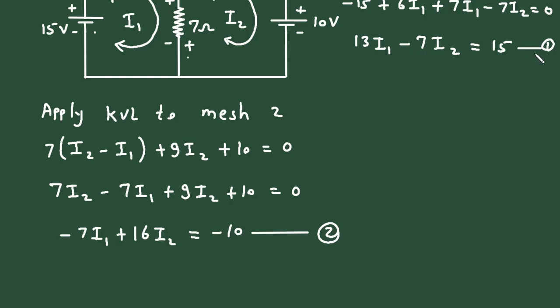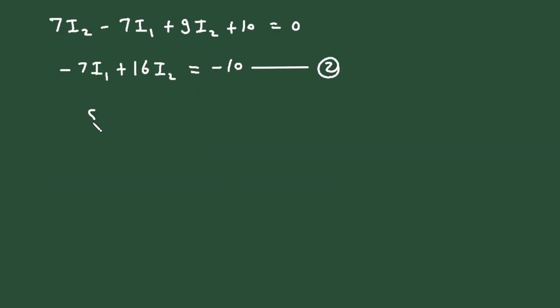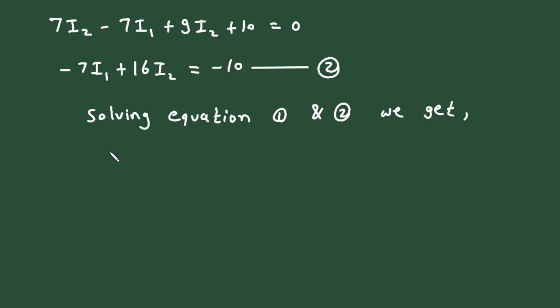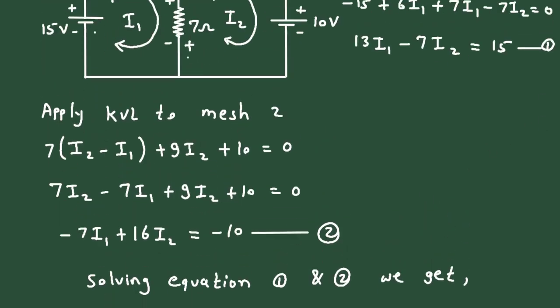Now we got two equations, equation number 1 and equation number 2. So solving equation 1 and 2, we get I1 is equal to and I2 is equal to. So let's solve it.